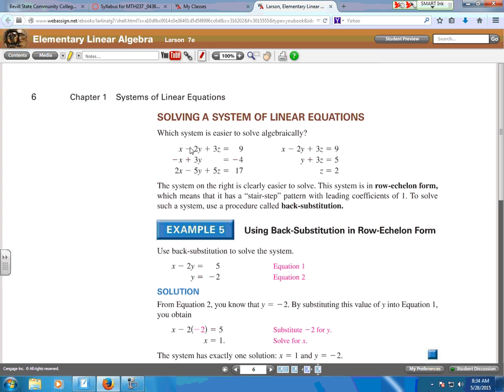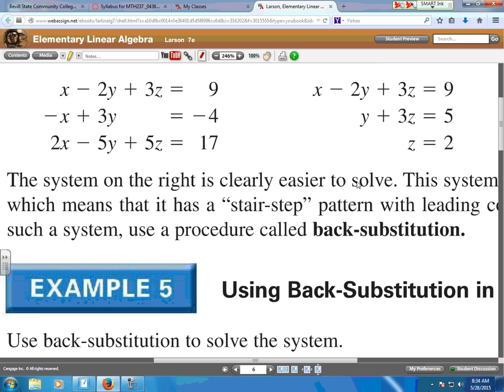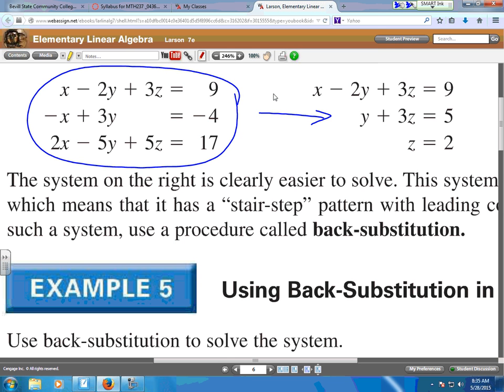Right here at the top, we have two systems of equations. And actually, these two systems of equations are equivalent systems of equations. When we say that they are equivalent, we mean that you can attain that system from that one.